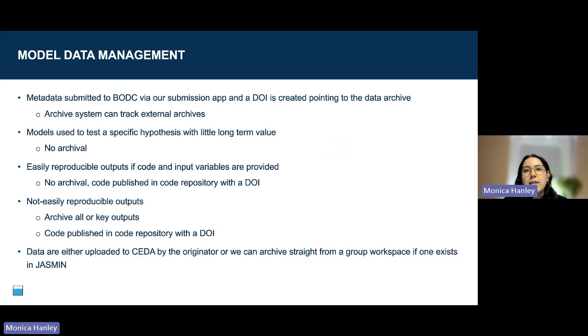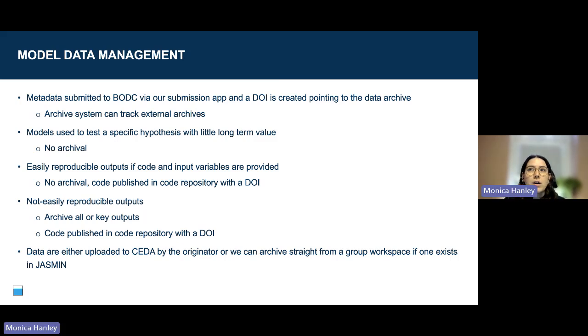So a little bit about model data management specifically. Metadata are submitted to BODC via our submission app, which is our standard route for all submissions. And a DOI is created pointing to the data archive. Our archive system can now track external archives. So if the data aren't sitting within our own spinning disk, we can still point to where that data is.